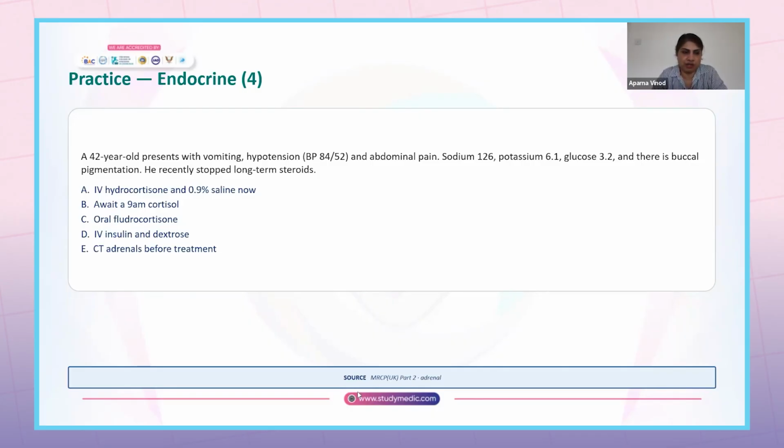So how will you treat this patient? So now we know he is in a crisis. This is adrenal crisis. Will you give IV hydrocortisone and IV saline, or will you wait for a 9 a.m. cortisol? Would you go ahead with the oral fludrocortisone for his hypotension, or would you give IV insulin dextrose for high potassium, or would you do CT right away before treatment?